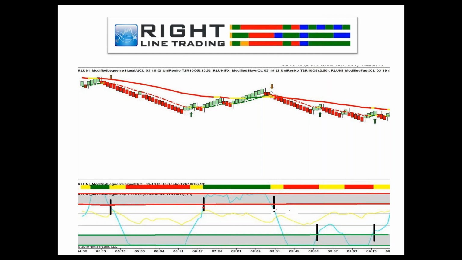Here's your next entry short on the cross of the Laguerre, down across the 80 line. It heads down. The Laguerre locks short. So we're very confident that institutional money is pushing this market to the short side. When the Laguerre closes up above the 20 line, there's the arrow. You can exit the trade. We're never going to take this entry long. We don't counter trend trade. We do not trade long below the 50.